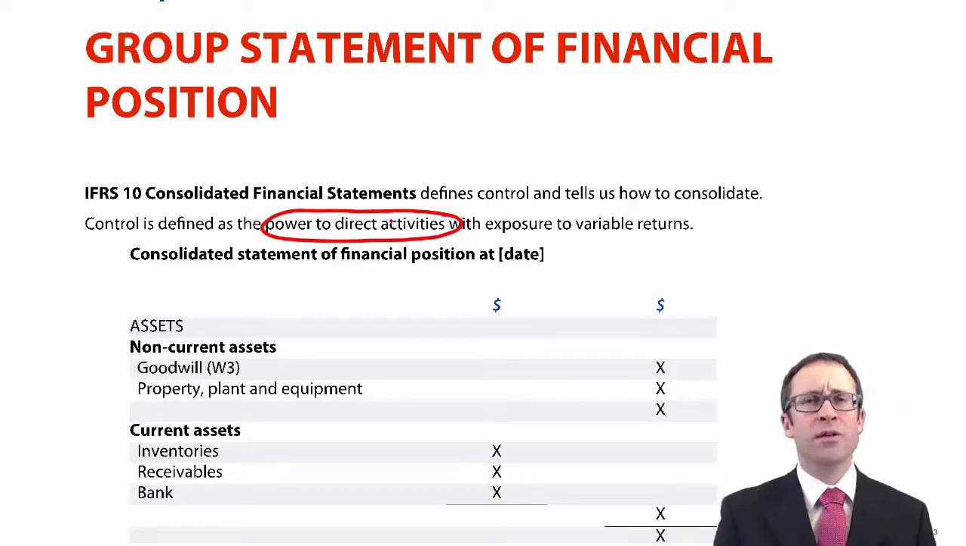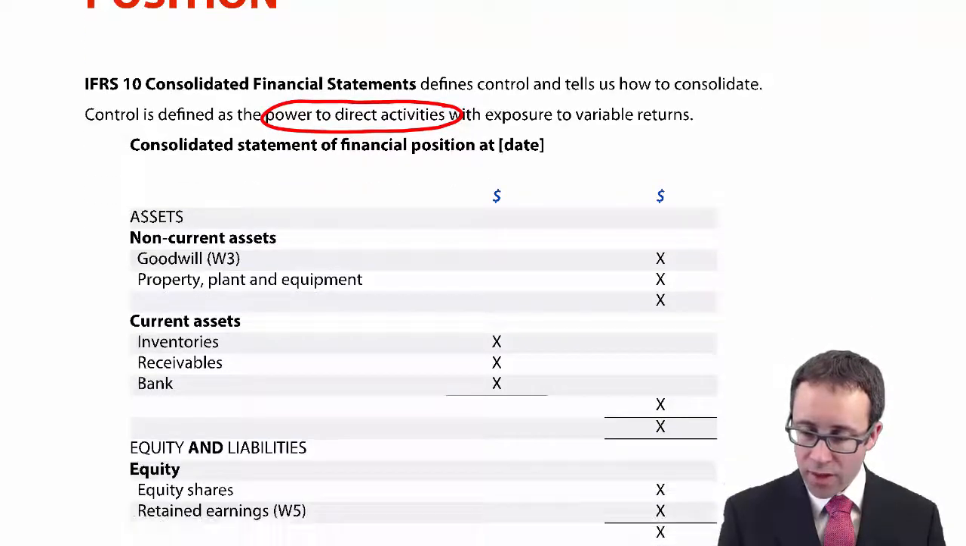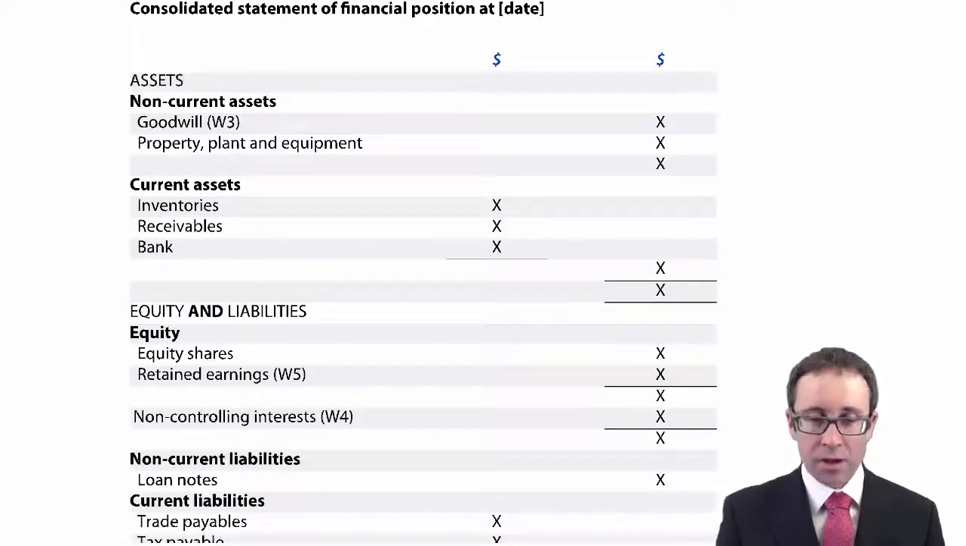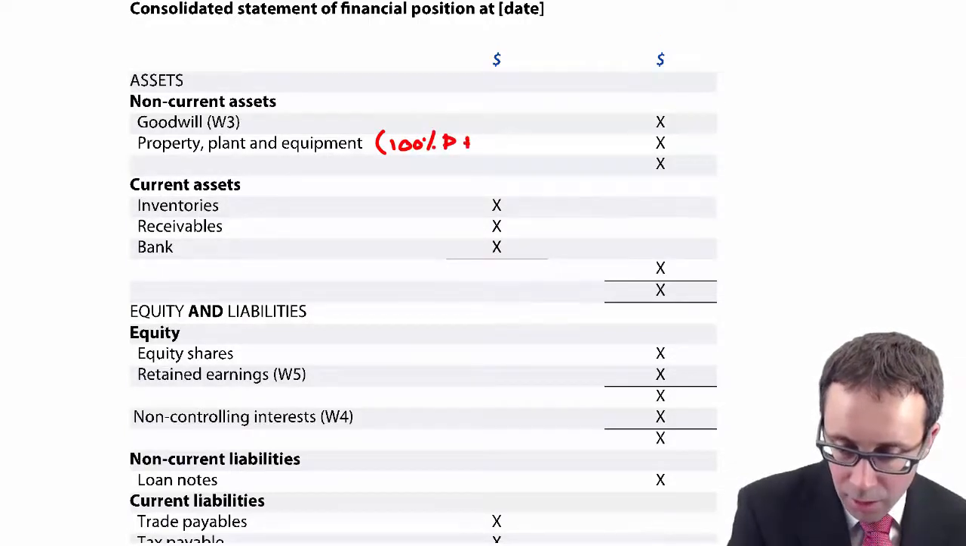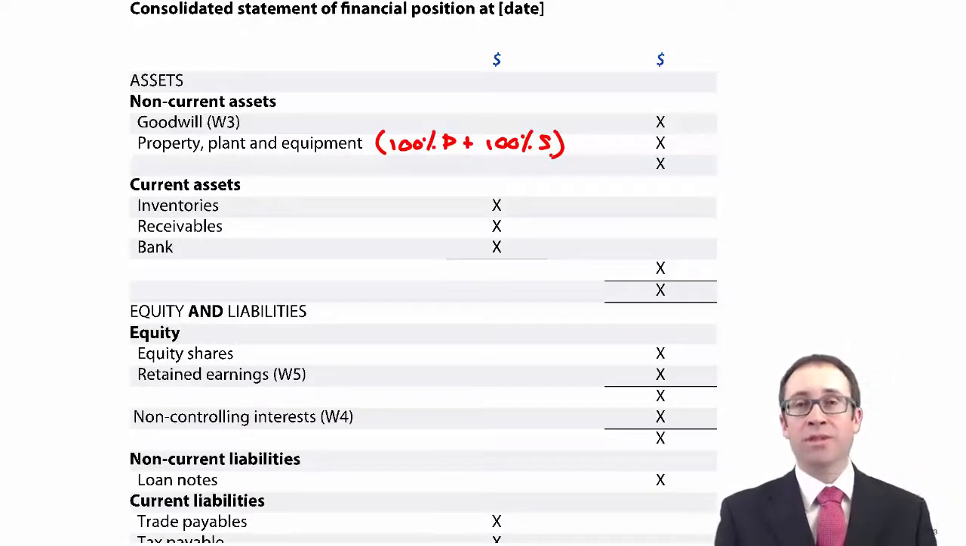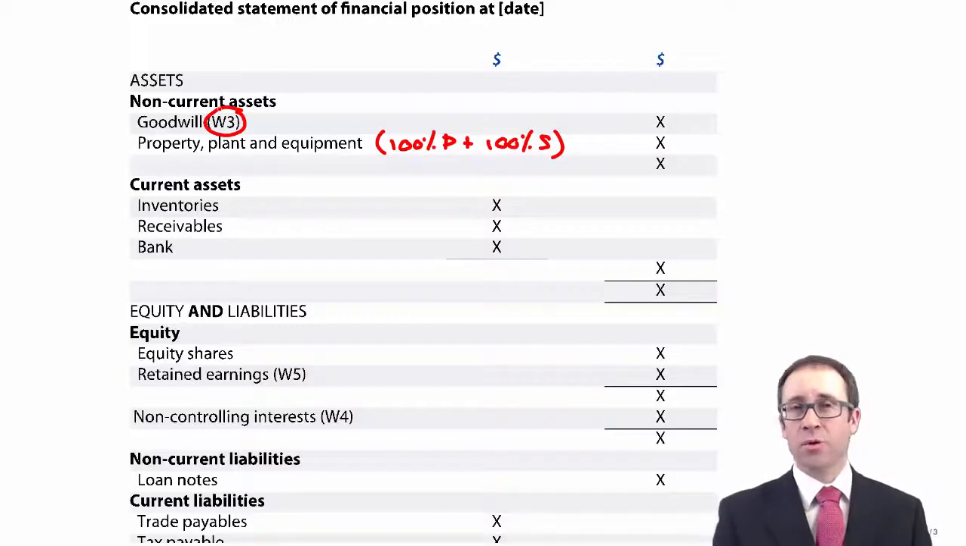Can you remember the basics and the fundamentals of how to consolidate? I'm sure that you can. Essentially we consolidate by adding across 100% of P plus 100% of S on a line-by-line basis. So property, plant and equipment, and we do exactly the same for inventories, receivables, and cash at bank. Remember, there's that additional asset, goodwill, which we'll calculate in a separate working, which we'll refer to as working 3, or your goodwill working to keep it simple.